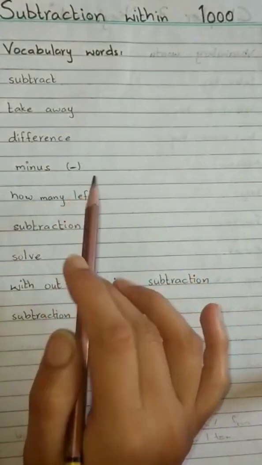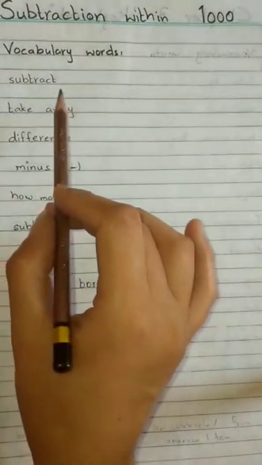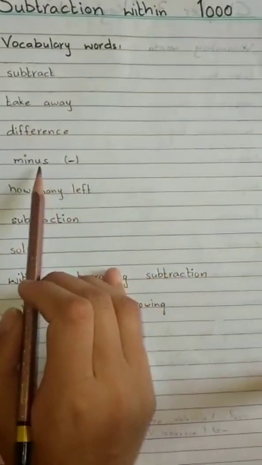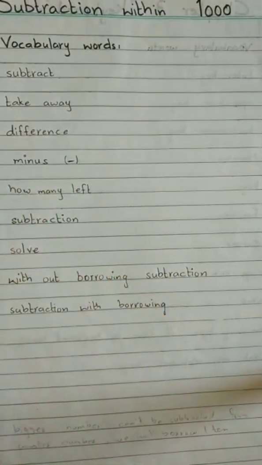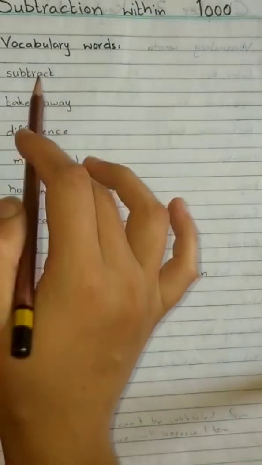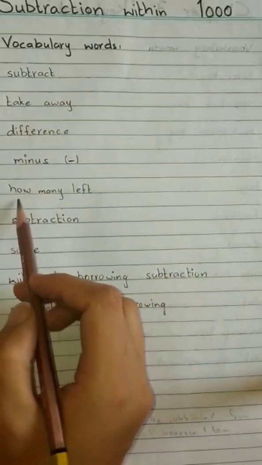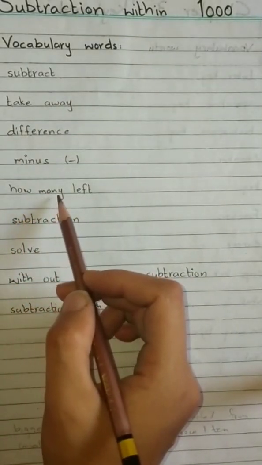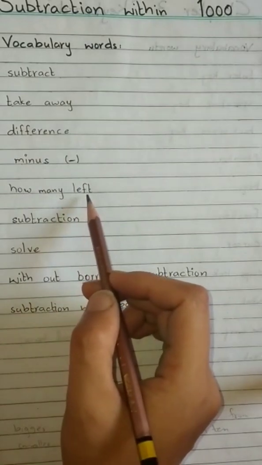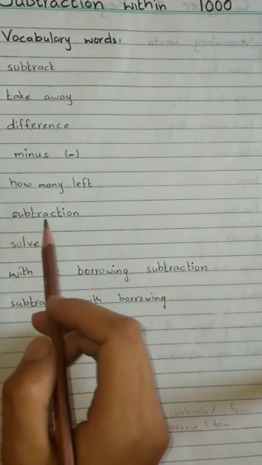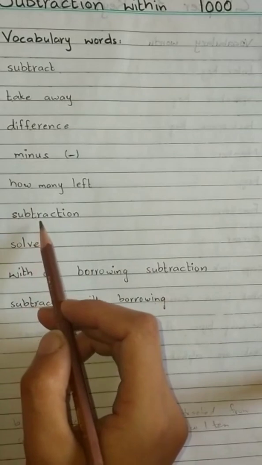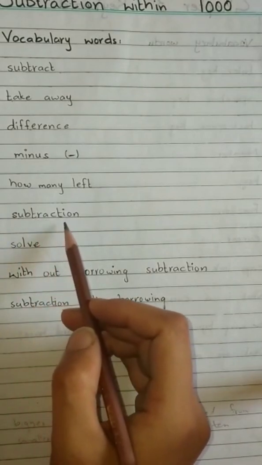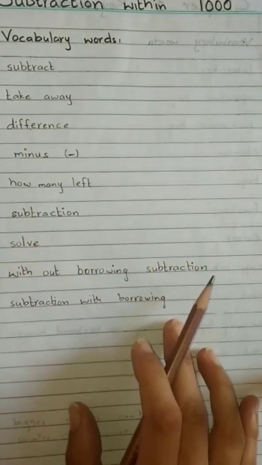We already have read these, we are all using these words for subtraction, for the minus. किसी चीज़ को किसी चीज़ में से काटने के लिए हम इन सब words को use करते हैं. How many left, H-O-W, how many, M-A-N-Y, many, left, L-E-F-T, left. Subtraction, S-U-B, subtract, T-R-A-C, traction, T-I-O-N, subtraction.